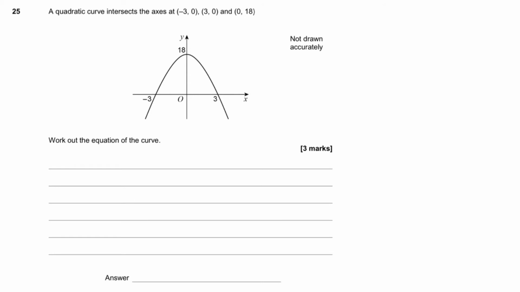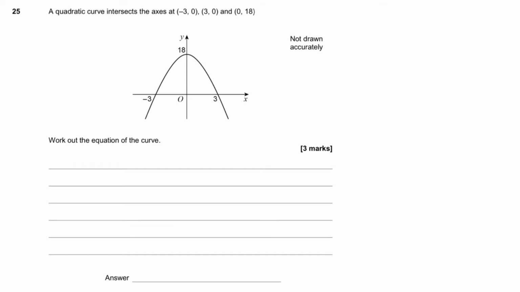So our last question uses our graph knowledge that we've learnt in the key points video, but as you can see it was one of the last questions on the paper, so there's going to be quite a lot of work involved. So the question says a quadratic curve intersects the axes at minus 3, 0, 3, 0 and 0, 18. Work out the equation of the curve.